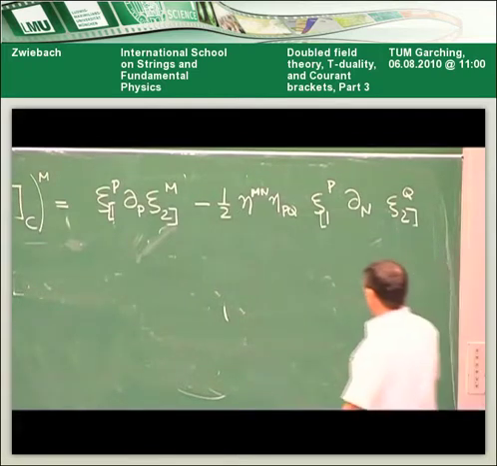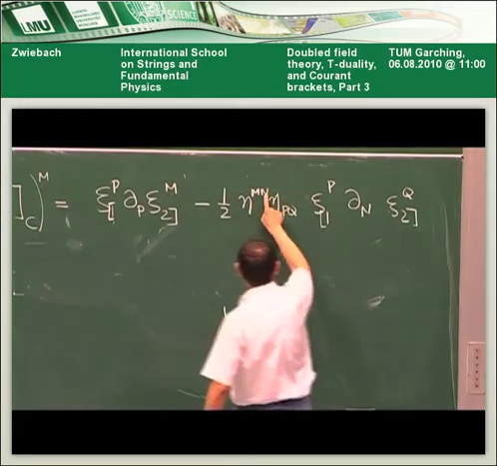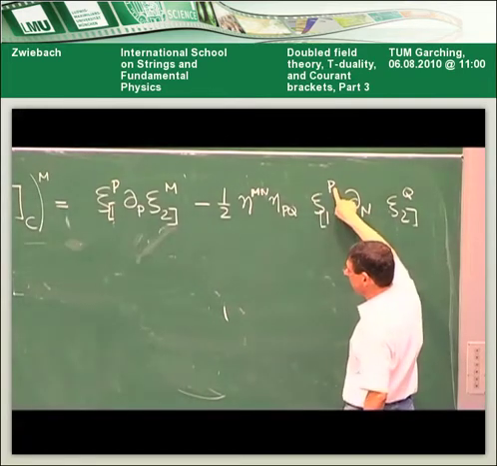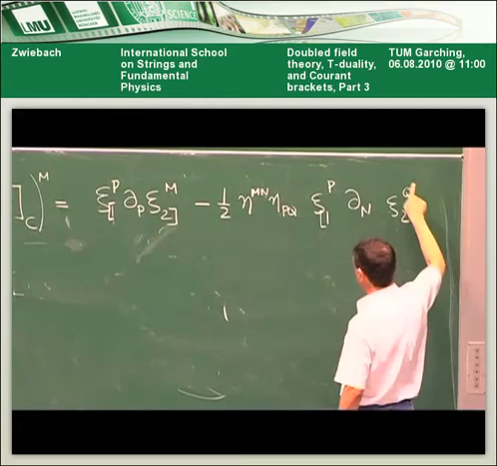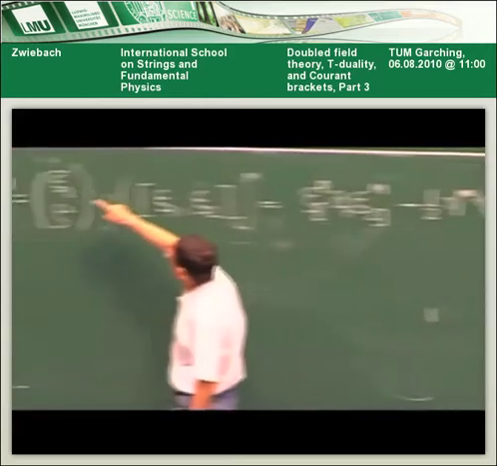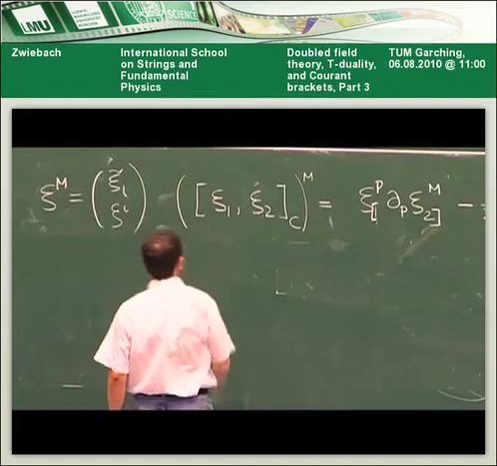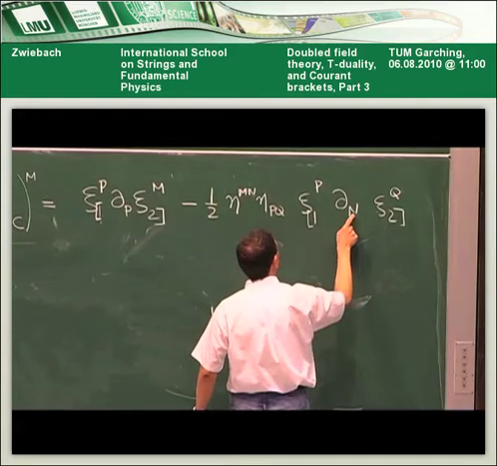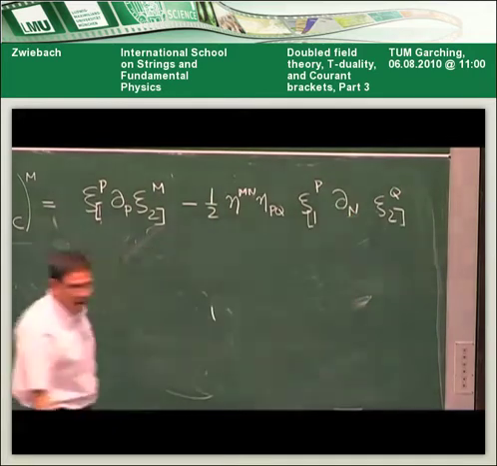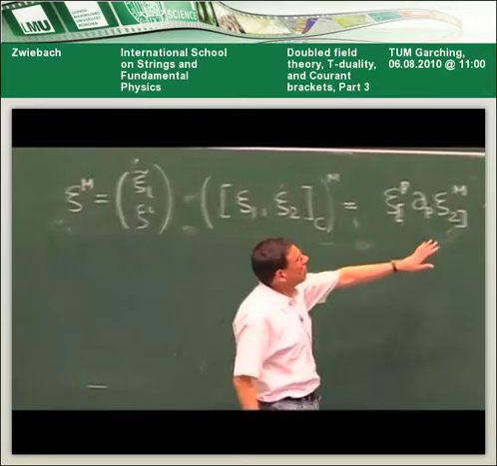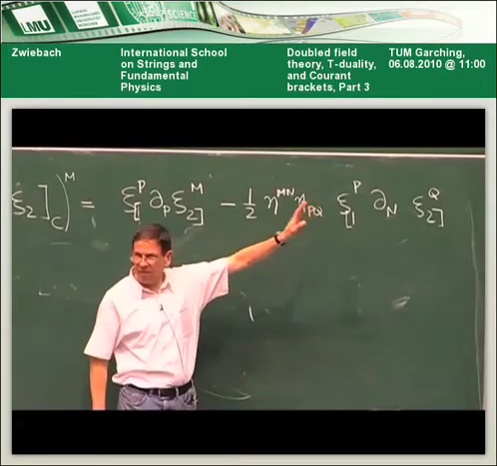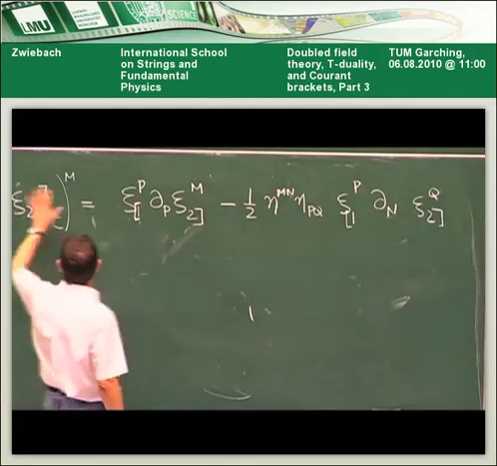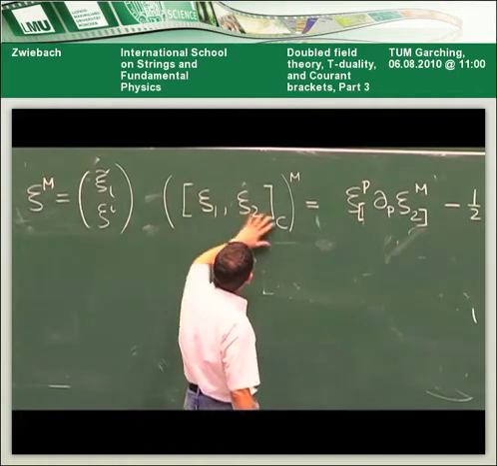So what did I do? Well, the M index is up, and I put it with an eta here and a derivative down. You see, gauge parameters have naturally their O(d,d) index up. And of course, they have components in i indices that can be up and down. But the O(d,d) index is up. Derivatives have naturally the O(d,d) index down. But now, this term would be absurd in a familiar theory, because you don't want to put a metric into an object like this that is supposed to be geometric.